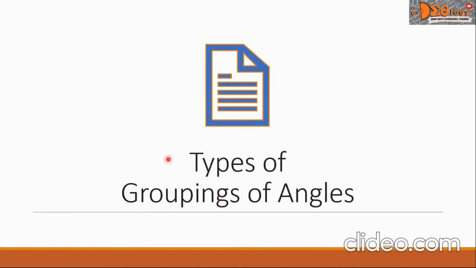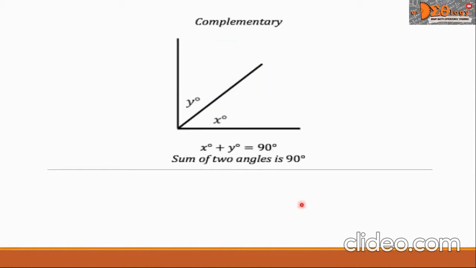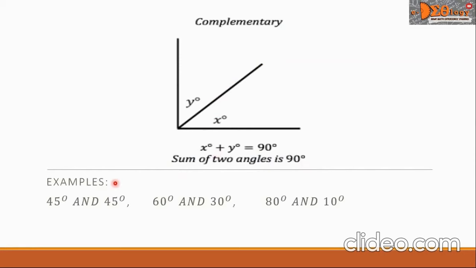Now let us have types of groupings of angles. The first group is complementary angles. These are two angles whose sum is 90 degrees. Some examples of complementary angles are 45 degrees and 45 degrees. Another pair is 60 degrees and 30 degrees. Another pair is 80 degrees and 10 degrees.